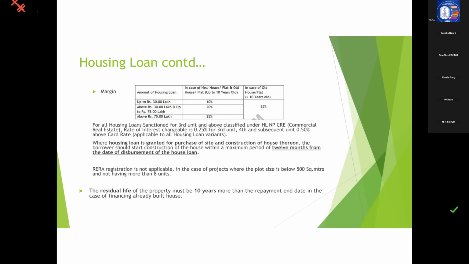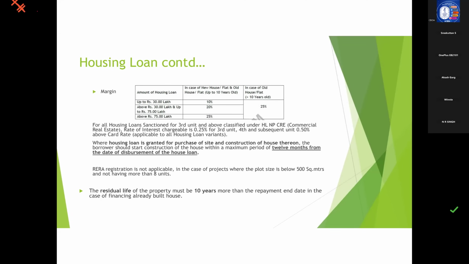Okay. Now coming to another important policy guideline with regard to housing loan. We all know that a housing loan can be considered as a regular housing loan if it is his first or second unit. From the third housing onwards, it should be treated as housing loan non-priority commercial real estate, HLNPCRE, or simply we can say HLCRE RH. CRE RH means commercial real estate retail housing.